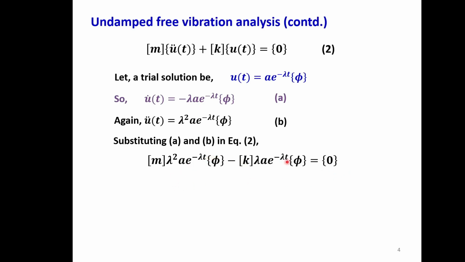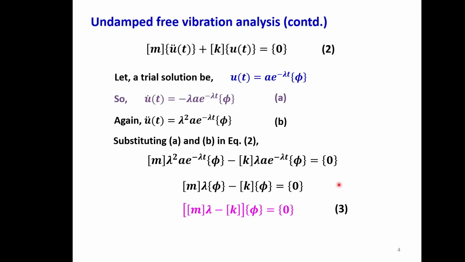Here e to the power minus lambda t is common in the terms, so it can be cancelled. Also it can be divided by lambda, and we get this equation: M lambda phi minus K phi equal to a null vector. So we can take the two terms together because phi is a post multiplier, so it can be taken outside. So we get (M lambda minus K) whole thing multiplied by phi equal to a null vector. This is equation 3.